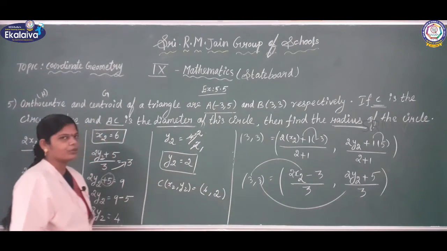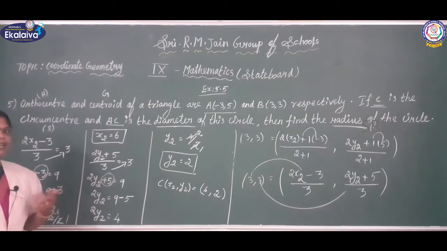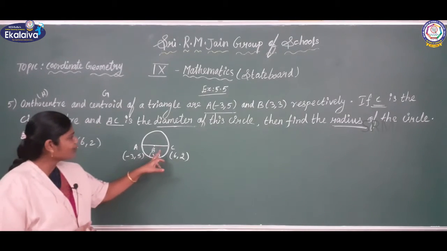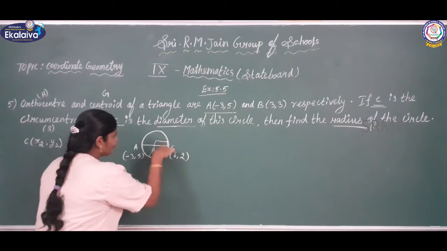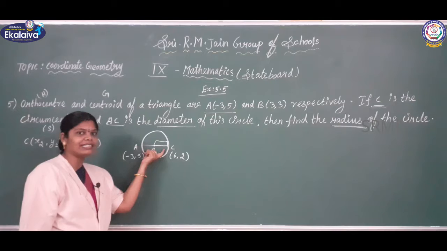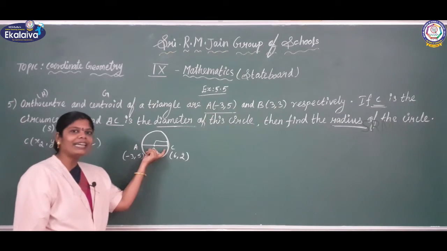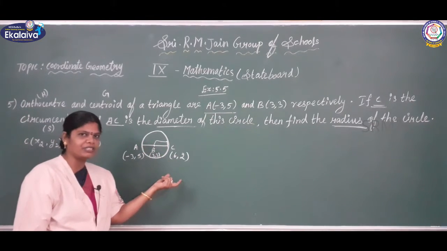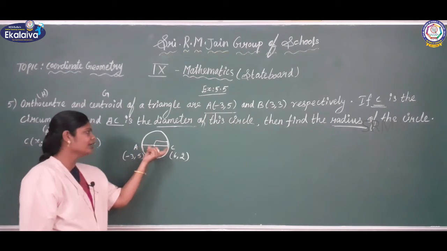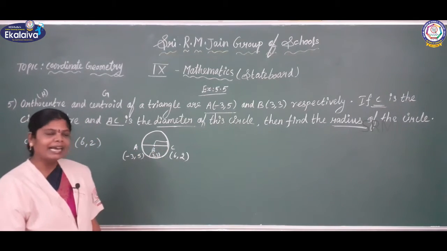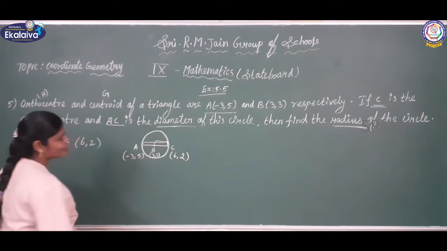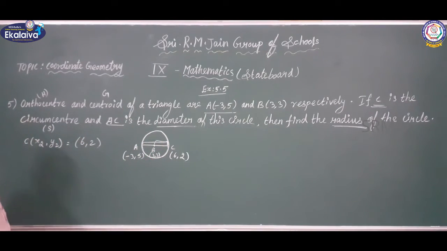C is 6 comma 2. Next we need to find out the radius, children. Before finding the radius, first you find out the length of AC. You know that radius equal to half of diameter. So first you find out the length of the diameter. Next you need to find out the radius. Here we are going to use the distance formula for finding the length.